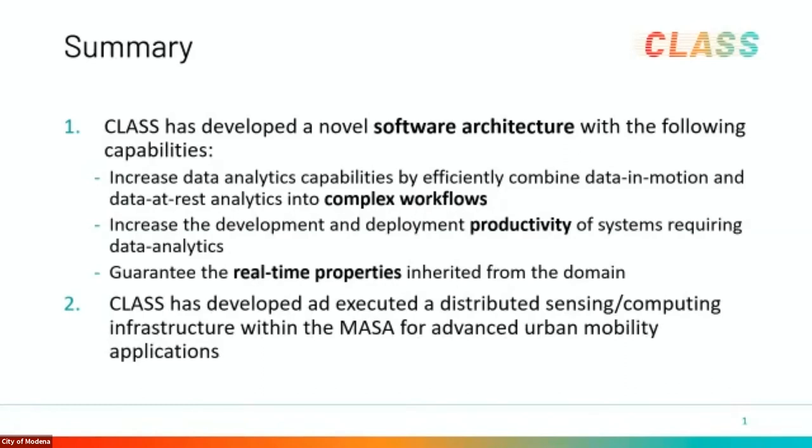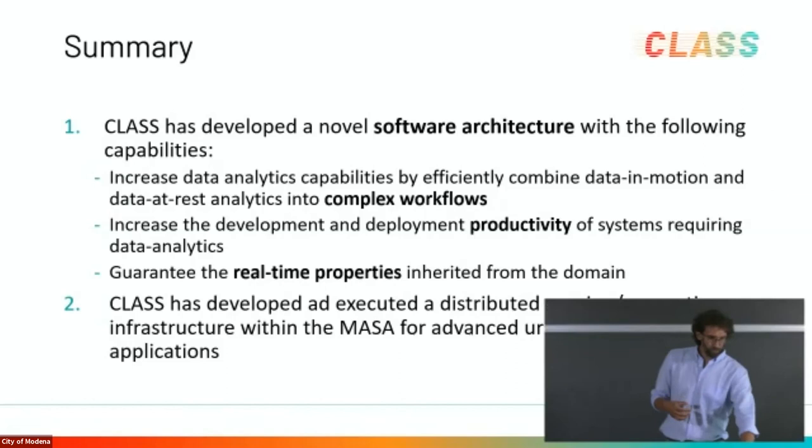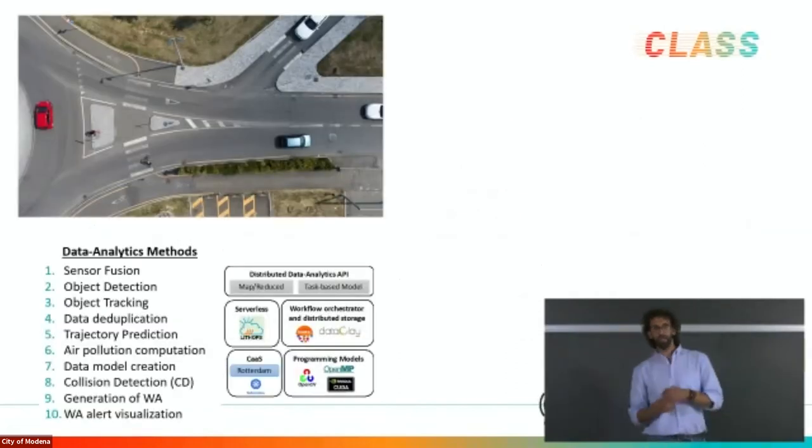And the second message is the use of this software architecture in order to implement these two use cases: collision detection, to potentially be included in future advanced driving assistance systems, and the capability of monitoring in real time the level of pollution of a given area based on the actual mobility of the different vehicles. That is where the benefit is. Just let me show you the last technical slide.